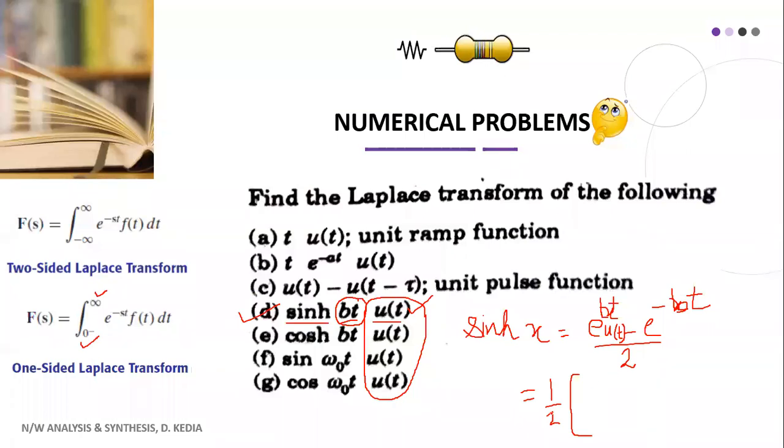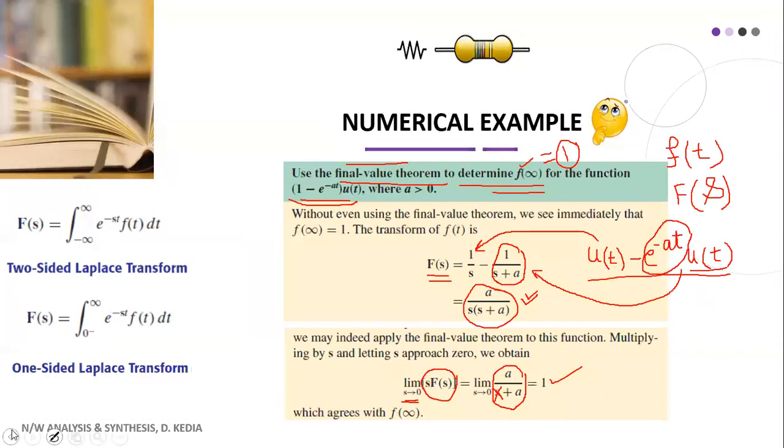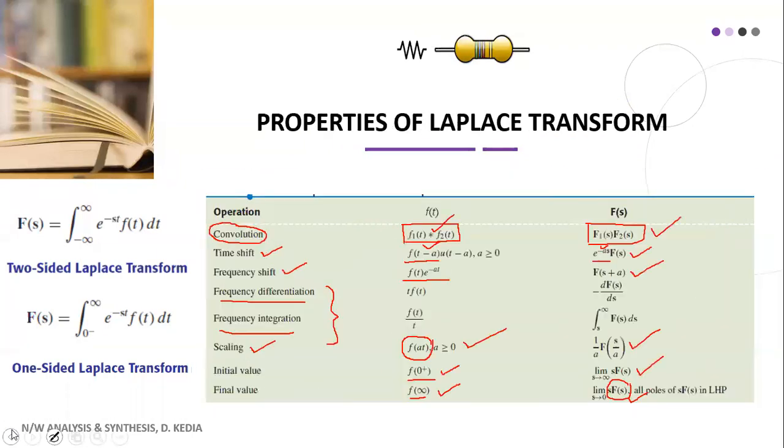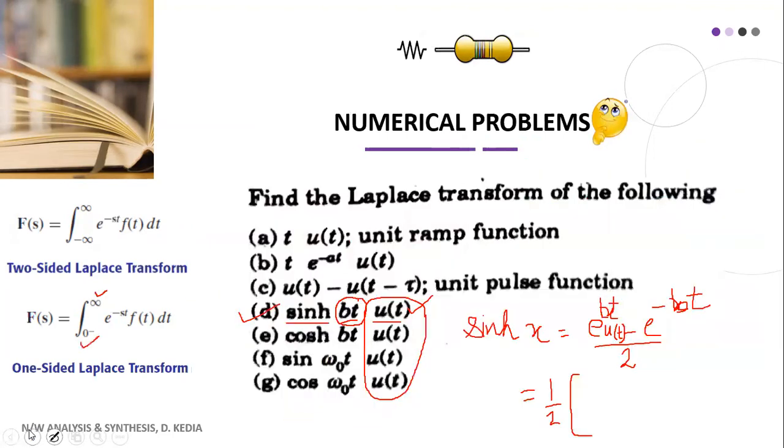Frequency shifting property: if you multiply with minus a, you will get plus a. If you multiply with plus a, you will get minus a. So what we have is plus b, so you will have 1 by s minus b. Then minus sign here. Here you have e raised to power minus b, so you will get 1 by s plus b. This is what you get.